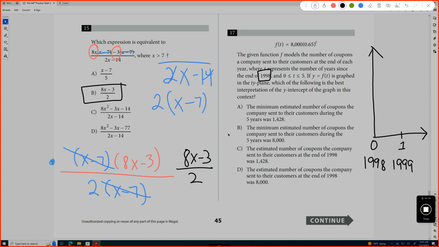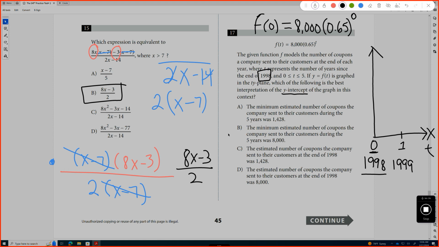So the function f of t, right? So in this case, we're going to go with f of 0, because 0 is the first year and they're asking questions about the y-intercept. So we need x to be 0 for the y-intercept. So when x or t is 0, that's going to be equal to 8,000 times 0.65 to the power of 0, because t is my x. So x is the same as t here, the time. So we need to make sure that that's the comparison.